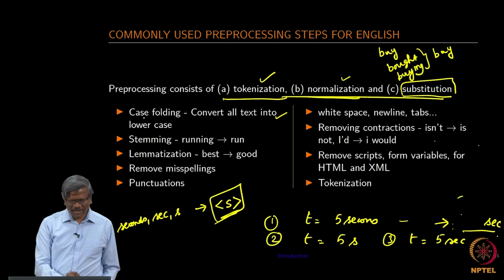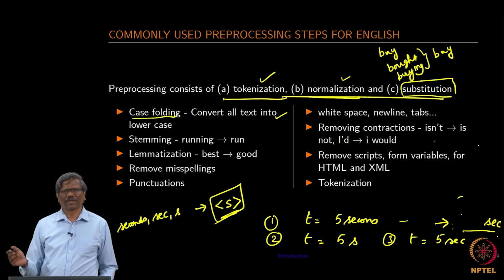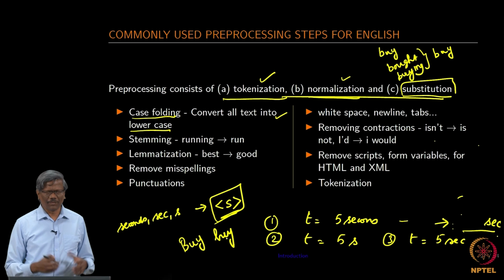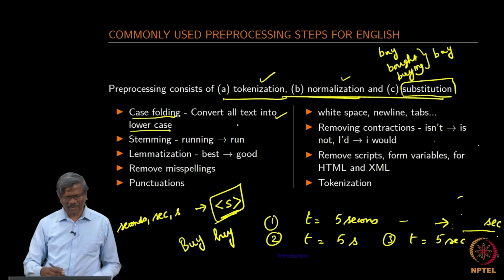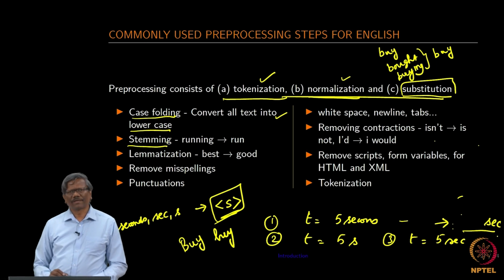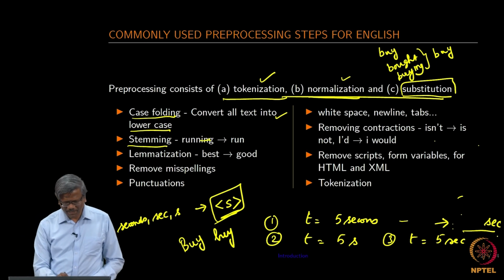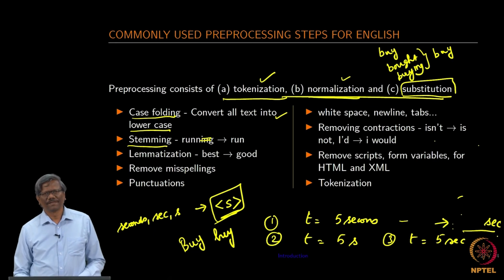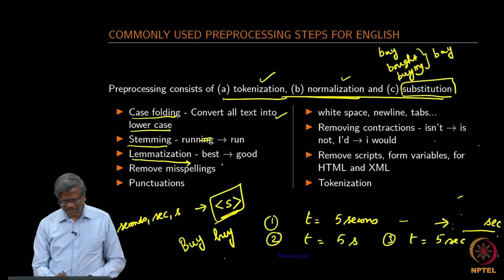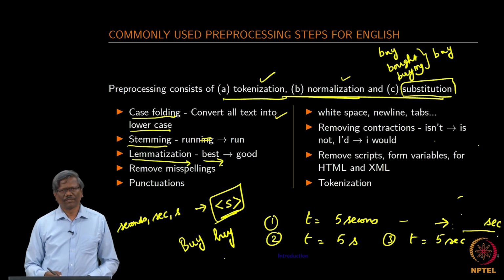So, we would be using something called as case folding, where we convert all text into lower case. So, we do not want to be distinguishing this and this as 2 different words, okay, if you do the comparison. So, we want to convert all the text into lower case, and then we want to do the stemming part. Stemming is nothing but taking off these suffixes. Okay. And then lemmatization is a process which converts best into good.